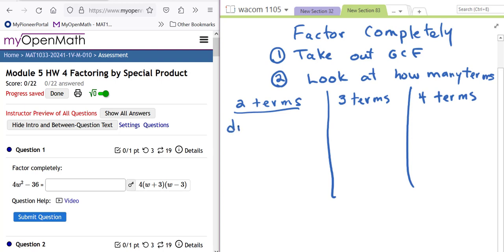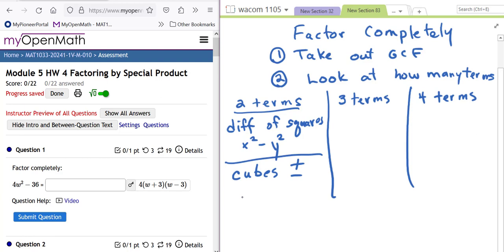So you have difference of squares, which is something squared minus something squared. I'll take that parentheses off. And it always gives you a plus and a minus. Right? And then we had cubes. And cubes, we did it with the pattern. You can memorize the formula. It can be plus or minus, and I'm just going to make a note. We did it by the pattern.